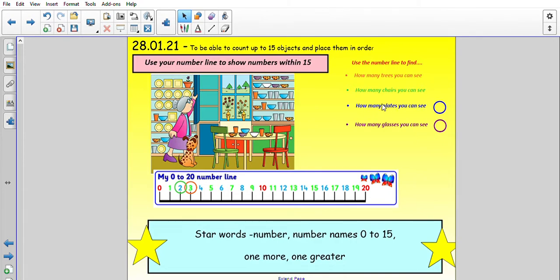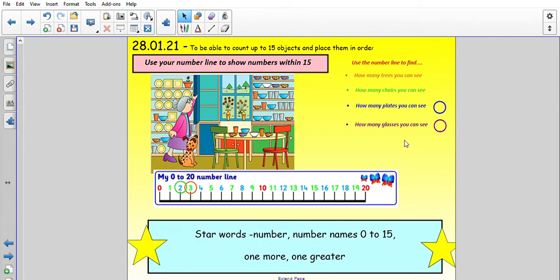Right, let's look at our blue picture. How many plates can you see? Now, we counted these ones yesterday, didn't we? Can you remember? I think I remember. I think there's 13. But should we count them and check? 1, 2, 3, 4, 5, 6, 7, 8, 9, 10, 11, 12, 13.